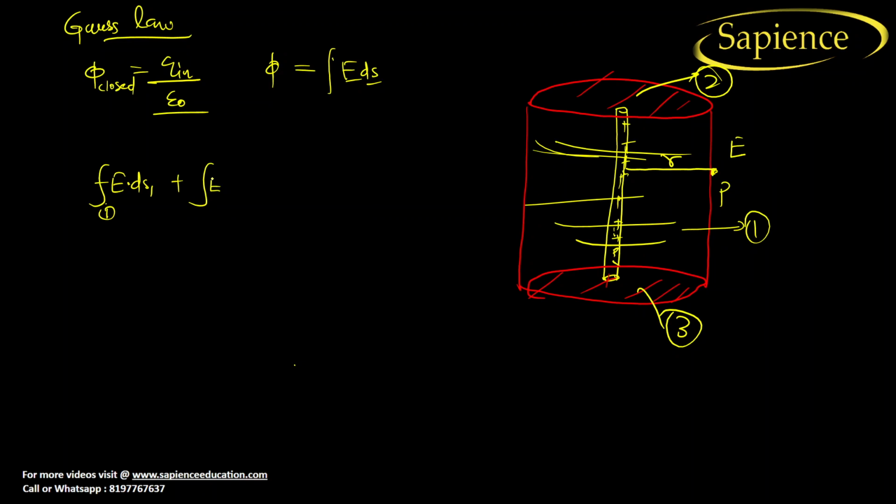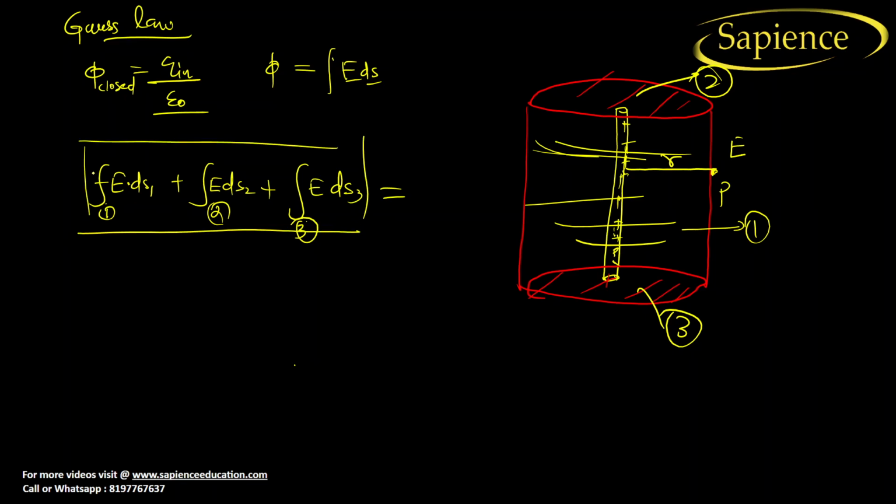flux on these three surfaces, that is flux on surface 1, that is E dot ds on surface 1, plus flux at surface 2, that is E dot ds at surface 2, plus flux at surface 3, E dot ds3 on surface 3, right? And this is the total flux, which can be written as charge enclosed by epsilon naught, right? So what we have to do here is put in the values.